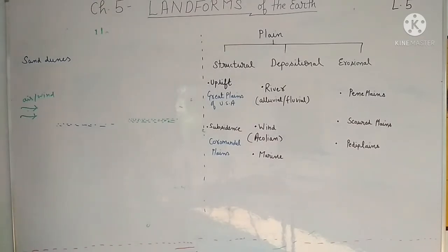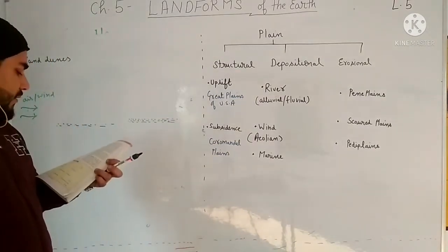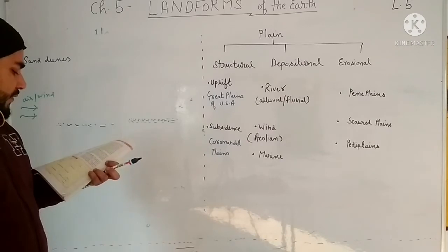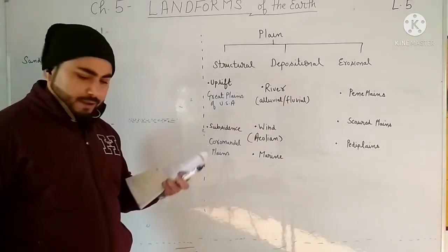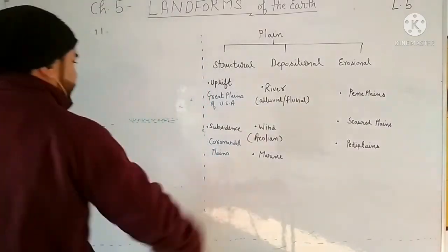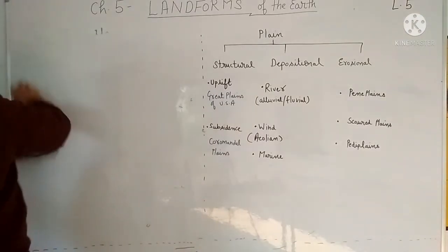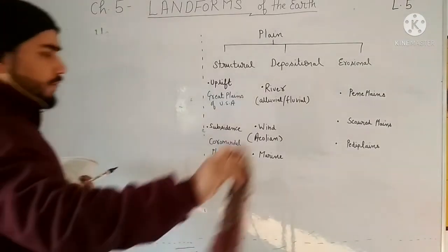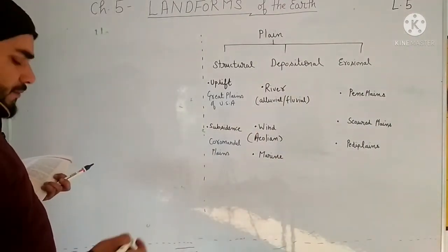Okay, then next is marine deposition. These plains are found in coastal regions. Examples are the east coast of India, the Eastern banks in the Netherlands, and the coast of Germany and Denmark. Now the plains which are formed by the deposition of seas at the coast are called marine plains.